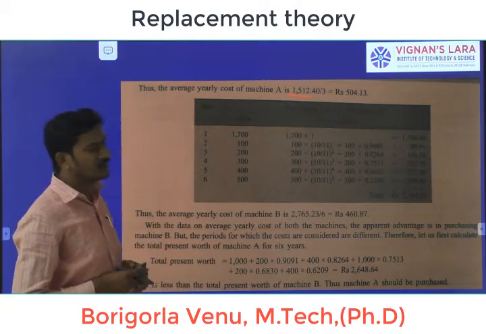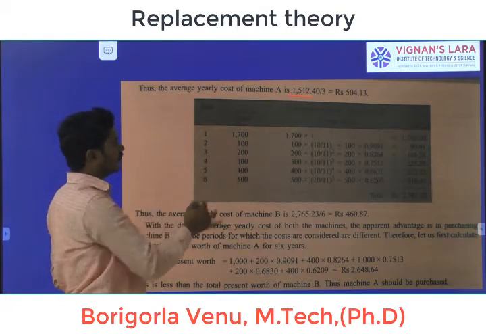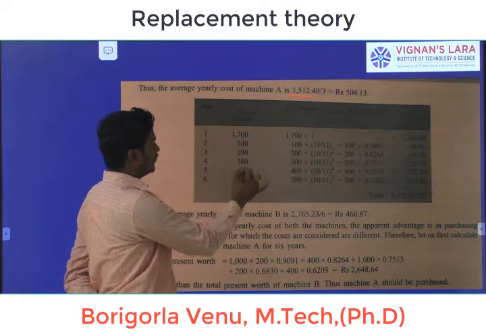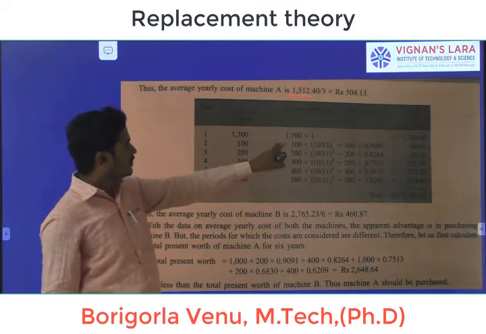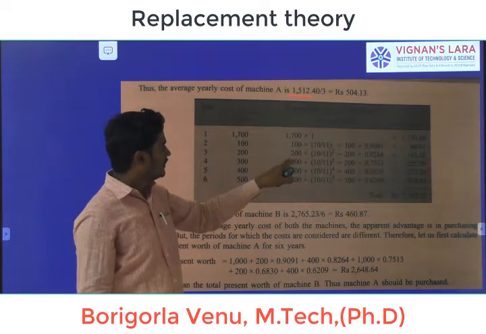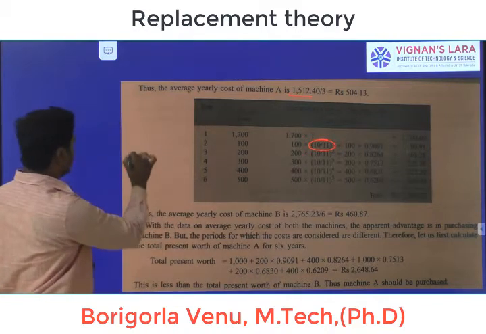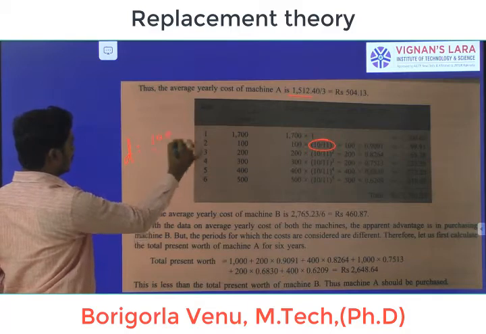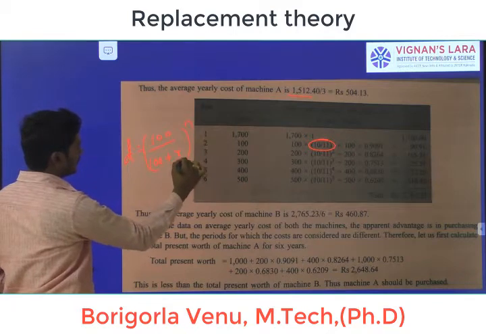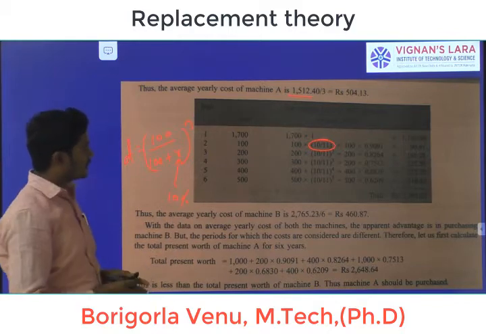Next, coming to the machine B calculation. The problem itself gives 6 years, so we take years 1, 2, 3, 4 and so on. Every year we have the cost values 1700, 100, 200, 300, 400, 500. Let's say 1700 into 1, 100 into 10 by 11 we take. How do we get the 10 by 11? This is the D value. What is the formula we know? D is equal to 100 by 100 plus R, power N. Here R means the discount rate, which is 10%, so we take 10%.